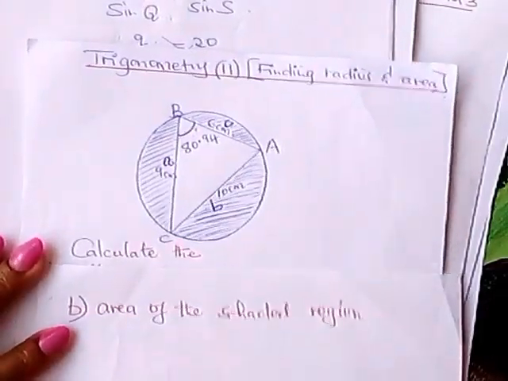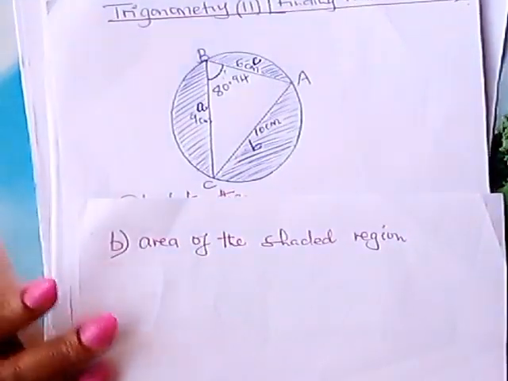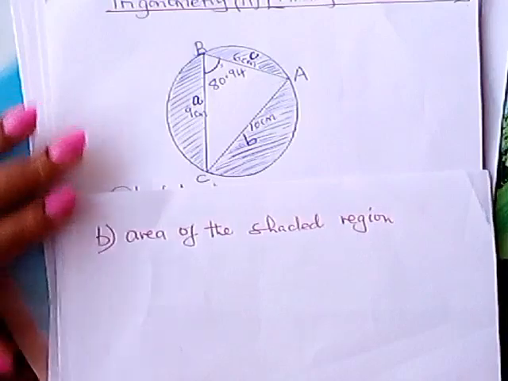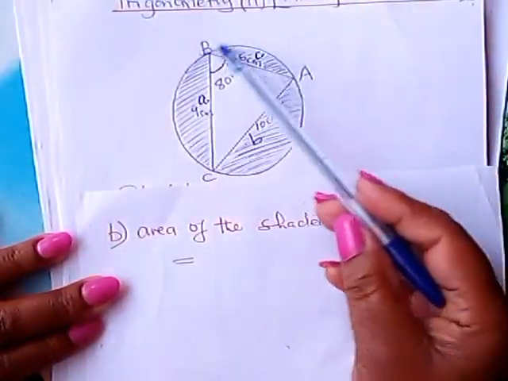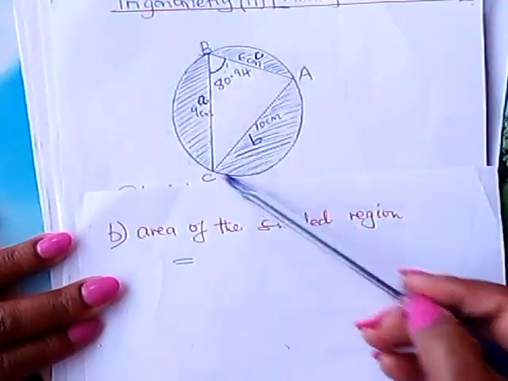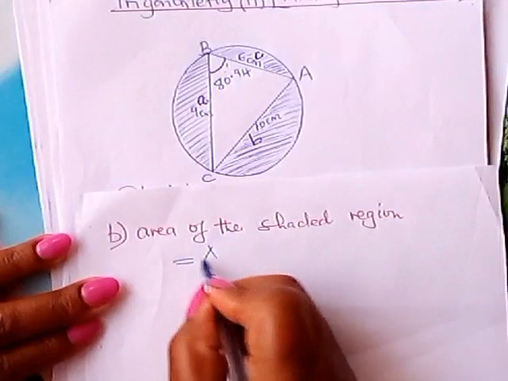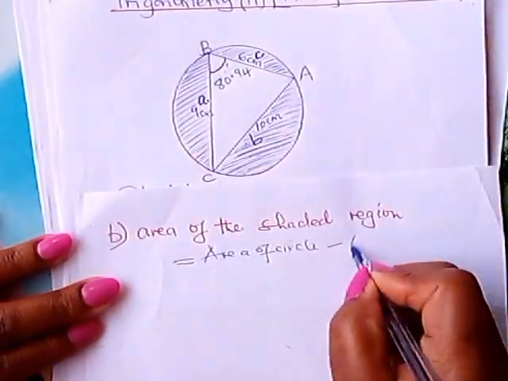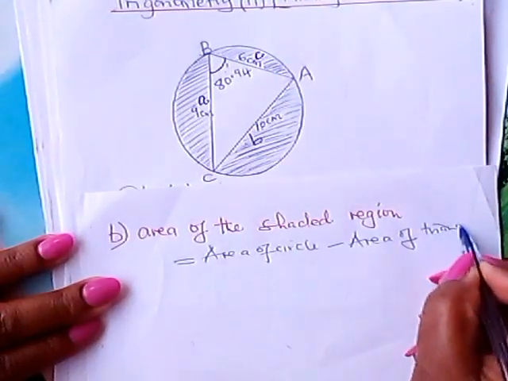the area of the shaded region. So things are easy now. Calculate the area of the shaded region. So area of the shaded region, learner, is given by area of the circle minus the area of the triangle. So it is equal to area of the circle minus the area of the triangle.